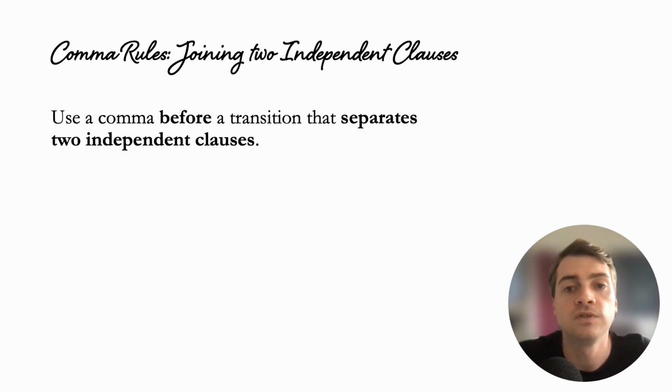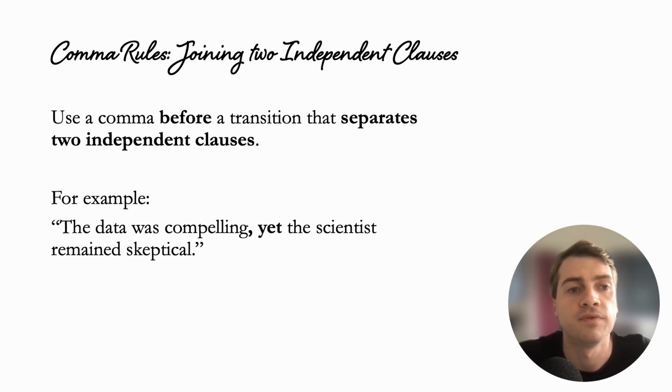Next, use a comma before a transition that separates 2 independent clauses. For example, the data was compelling, yet the scientist remained skeptical. So both of these clauses are independent clauses, again, meaning they could live on their own as complete sentences and complete thoughts. So since this transition breaks up two independent clauses, it needs a comma before it, but not after it.